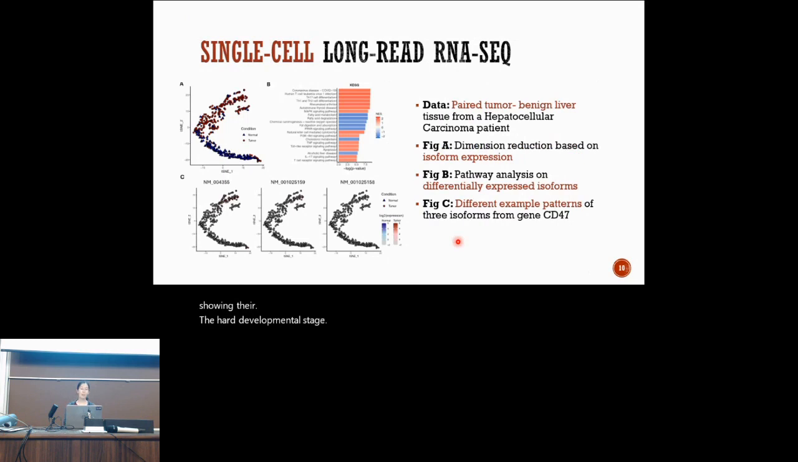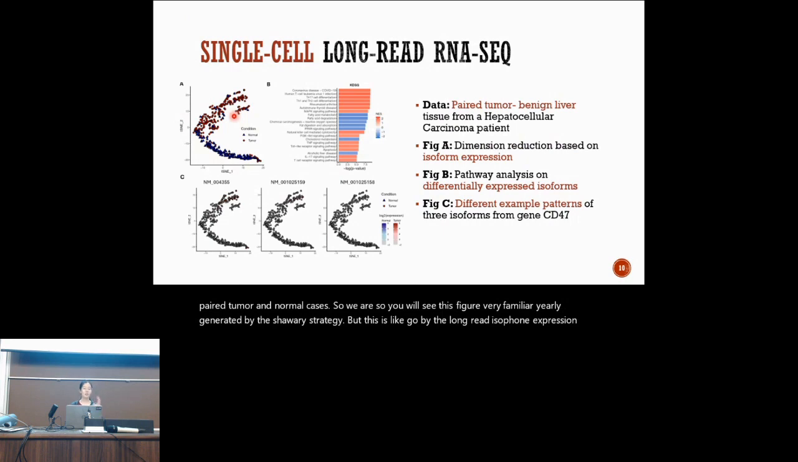We can also apply it to single cell data. So not only single cell short read data, but single cell long read sequencing. This application is in HCC, liver cancer samples with paired tumor and normal cases. You will see this figure looks very familiar, usually generated by the short read strategy, but this one is based on long read isoform expression, doing the dimension reduction.